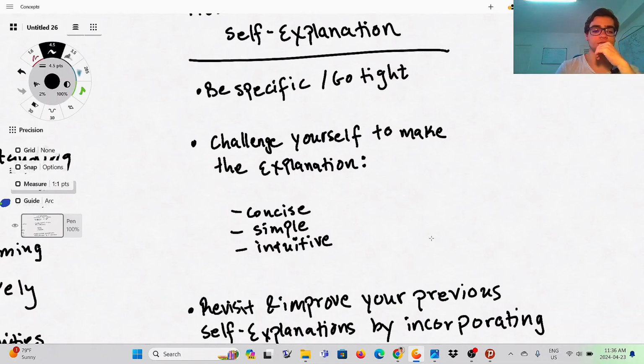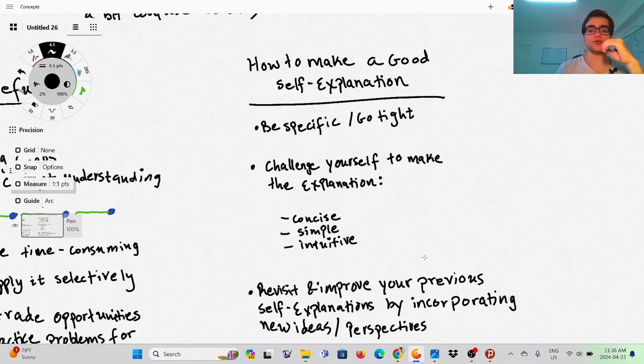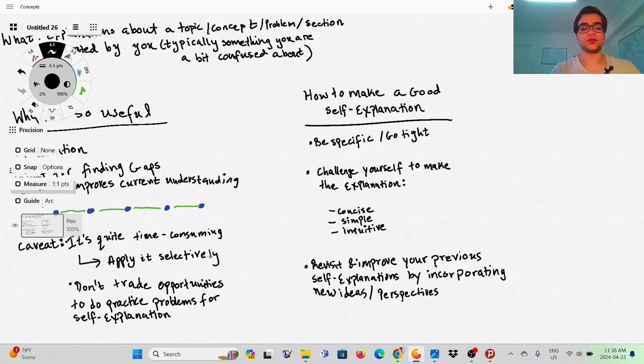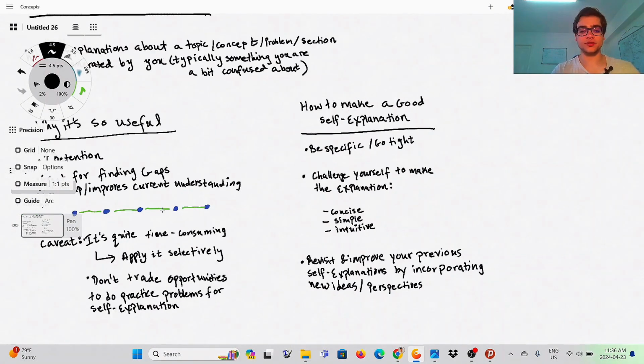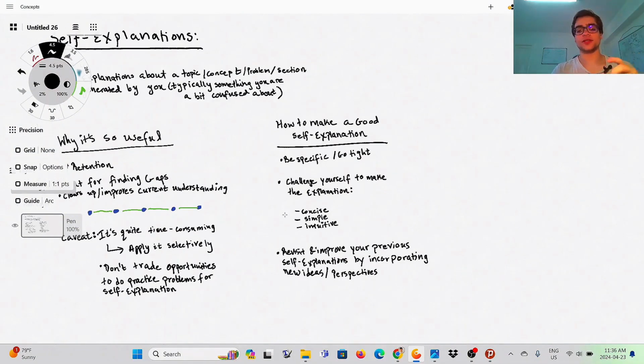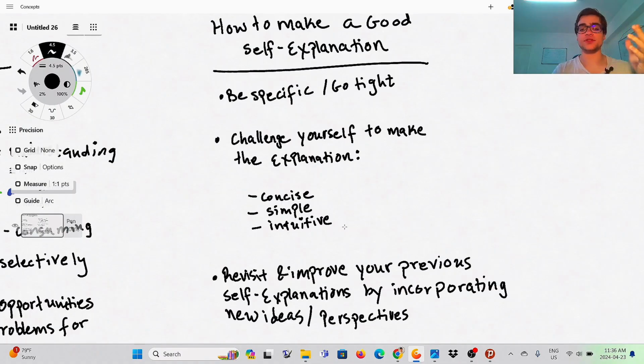Now, when it comes to the information processing side of why self-explanations are useful, in terms of improving your current understanding, there are a few things I like to do with them. I challenge myself to make the explanation concise, simple, and intuitive. These are three questions that I ask myself as I'm going through it, just to prompt my mind. How can I make this shorter and more concise? How can I make this simpler, in simpler language? And how can I make it more intuitive? That's going to allow me to process information at a deeper level.